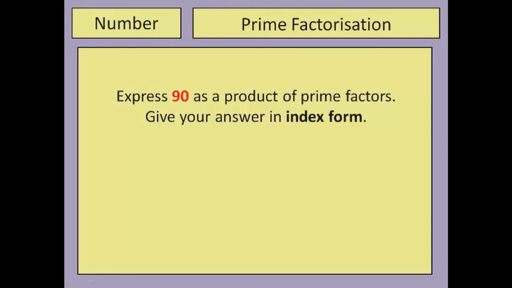This is a fairly typical exam question that you might be faced with. In order to answer it, we need to know exactly what it means. To do that, we're going to look at 3 of the words in the question. The first word is product. Product is another mathematical word that simply means times or multiply.